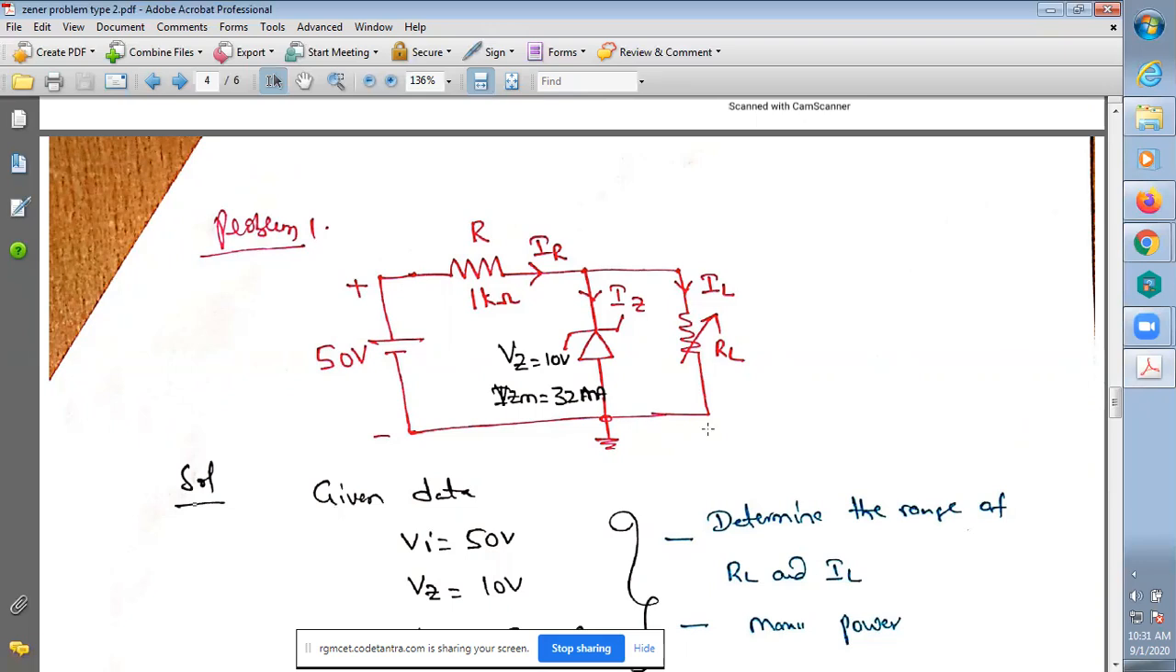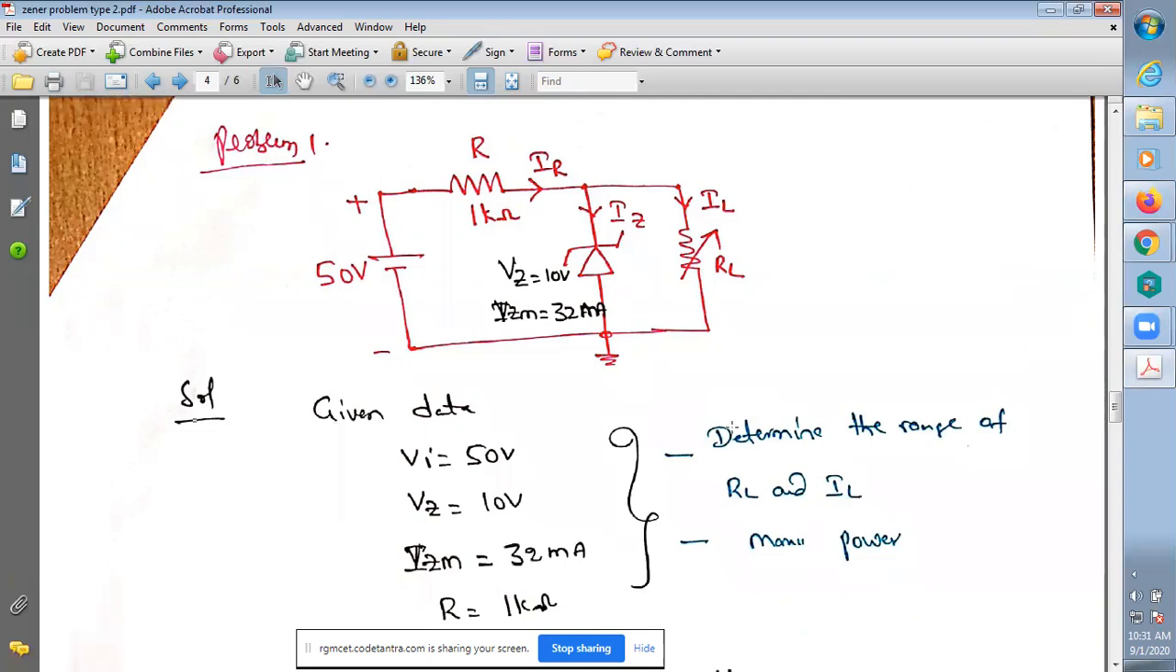Now this is the problem. Here we have a 50 volt input, because Vi is fixed. R is equal to 1 kilo ohm, and this is the Zener diode. The given Zener breakdown voltage is 10 volts and the maximum Zener current is 32 milliamperes, and we don't know the load resistance value RL. By using the given data, we have to find the minimum and maximum load resistance.